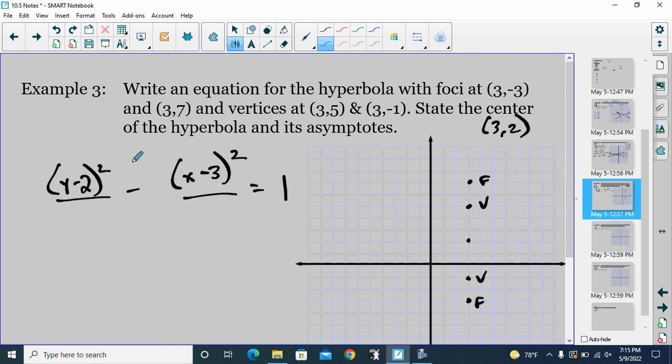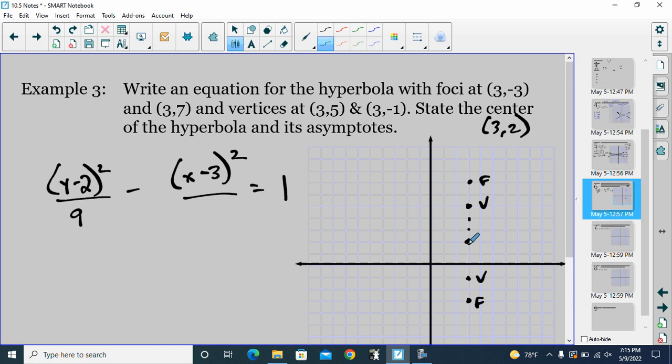Make sure we've got squared on both of those. Make sure we've got a minus in between. That makes it a hyperbola instead of an ellipse. Make sure your equation's equal to 1. The distance from the center to the vertex, 1, 2, 3 units, squared gives us 9. We went up 3 and down 3, so those are under the y's.